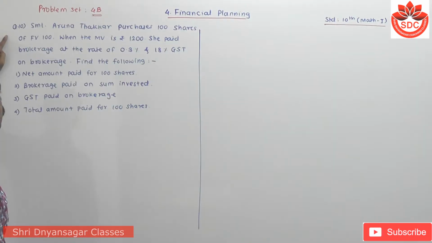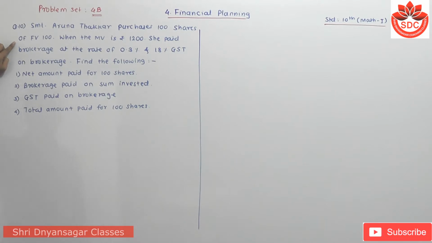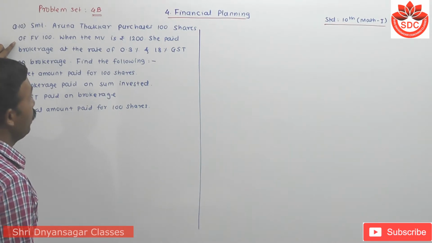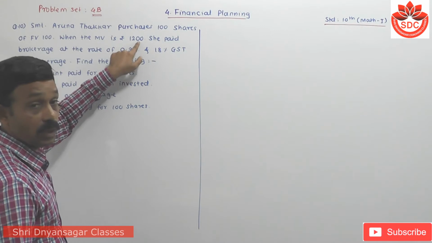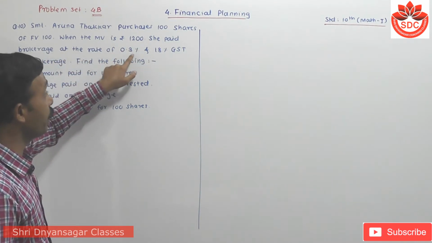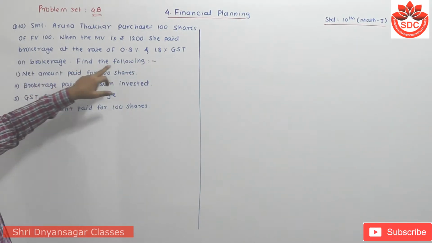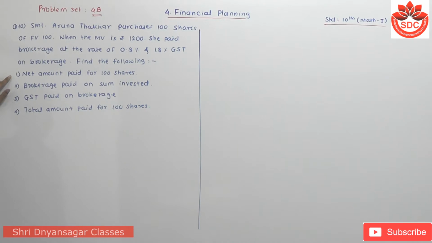Question number 10 is: Smt. Aruna Thakkar purchased 100 shares of FV 100. When the MV is 1200, she paid brokerage at the rate of 0.3% and GST is 18% on brokerage. Find the following: net amount paid for 100 shares, brokerage paid on sum invested, GST paid on brokerage, total amount paid for 100 shares.